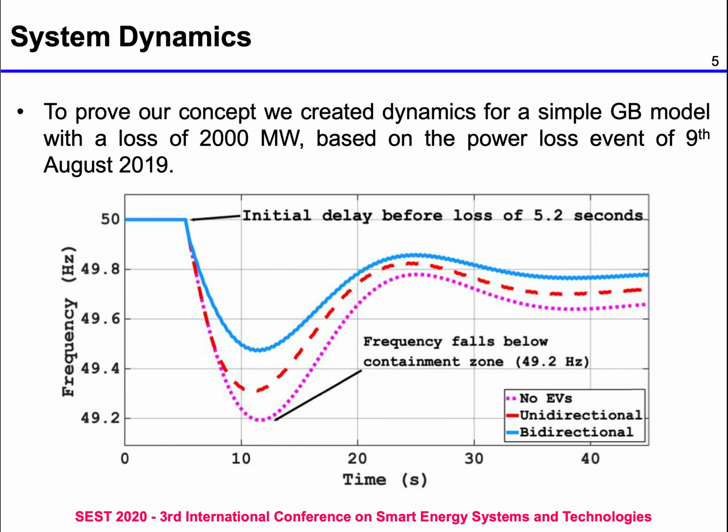Our paper is designed as a proof of concept. So we created a simple GB model with dynamics, and we take a loss of 2,000 megawatts, which is loosely based on the power loss event of the 9th of August 2019.